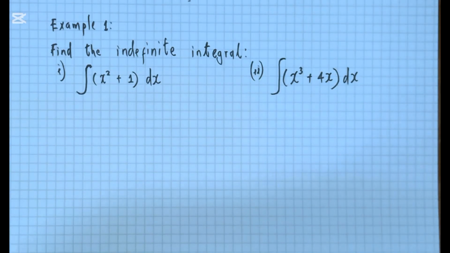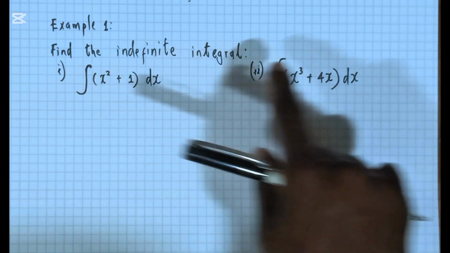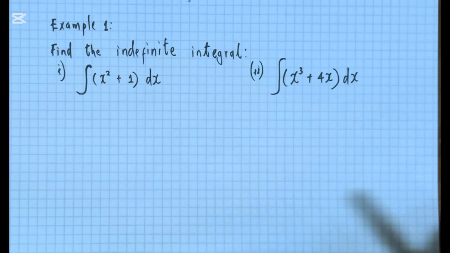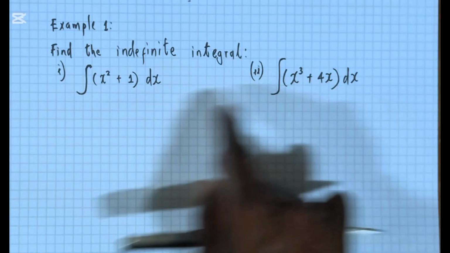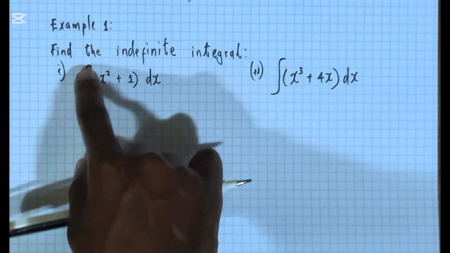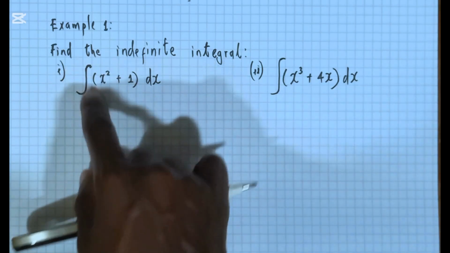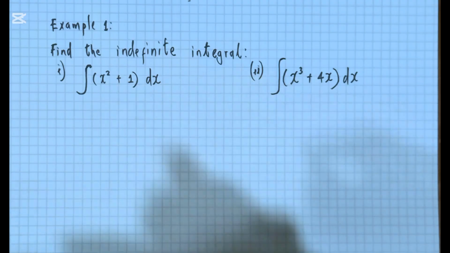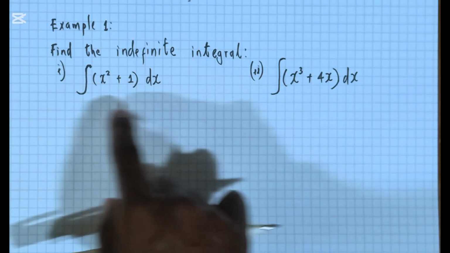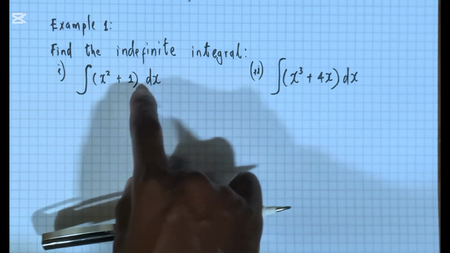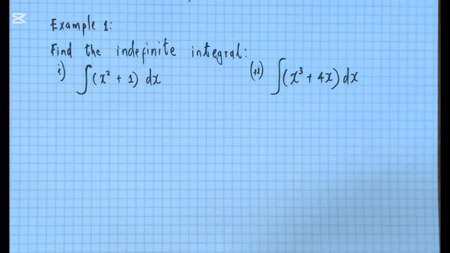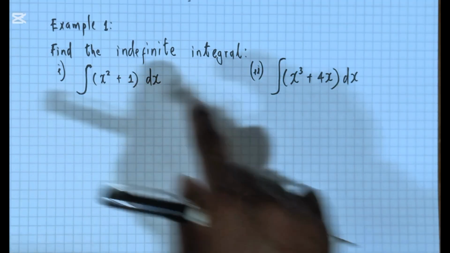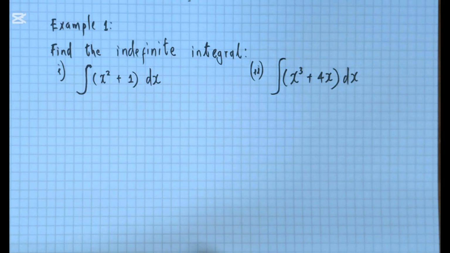Okay, so for our first example, under indefinite integrals, we are going to solve these two problems. We're supposed to find the indefinite integral of these functions here. Remember, this sign here means integrate. So this means that we are supposed to integrate x squared plus 1 with respect to x, all right? That is how we read it. That is what dx means. dx simply means with respect to x.